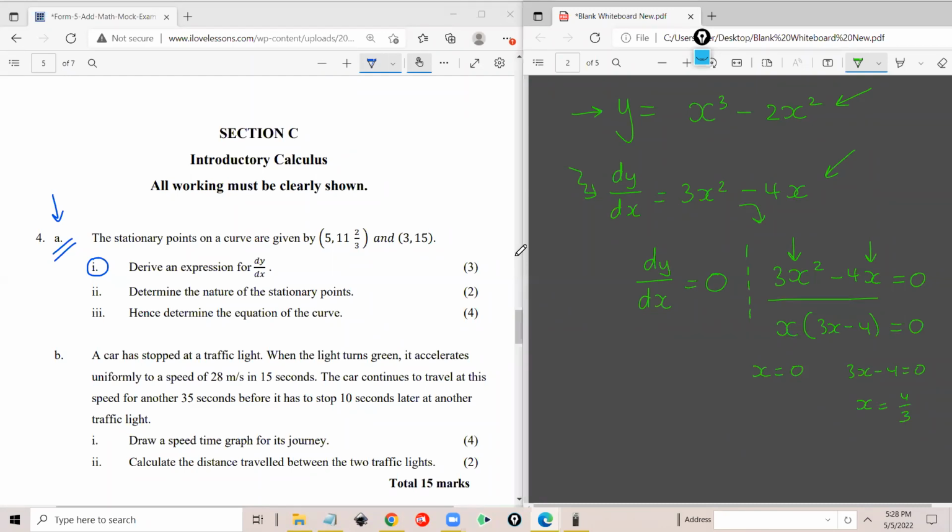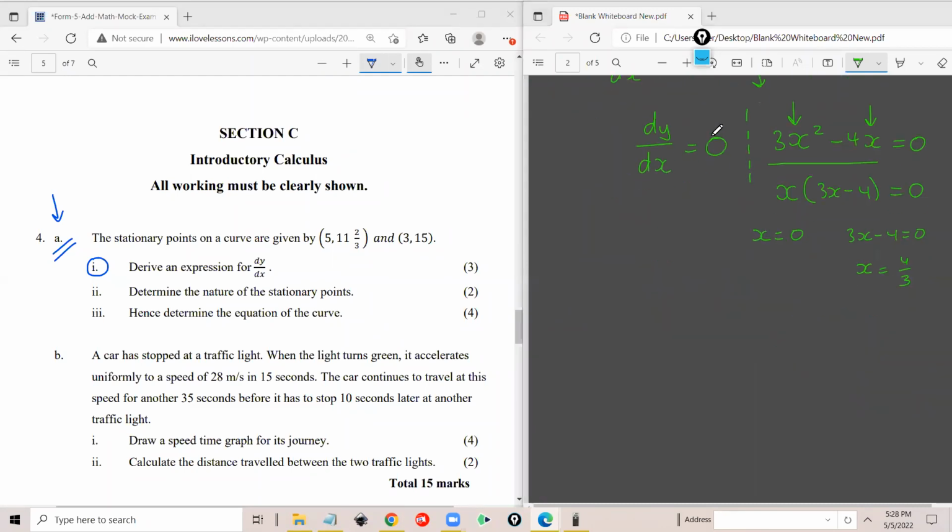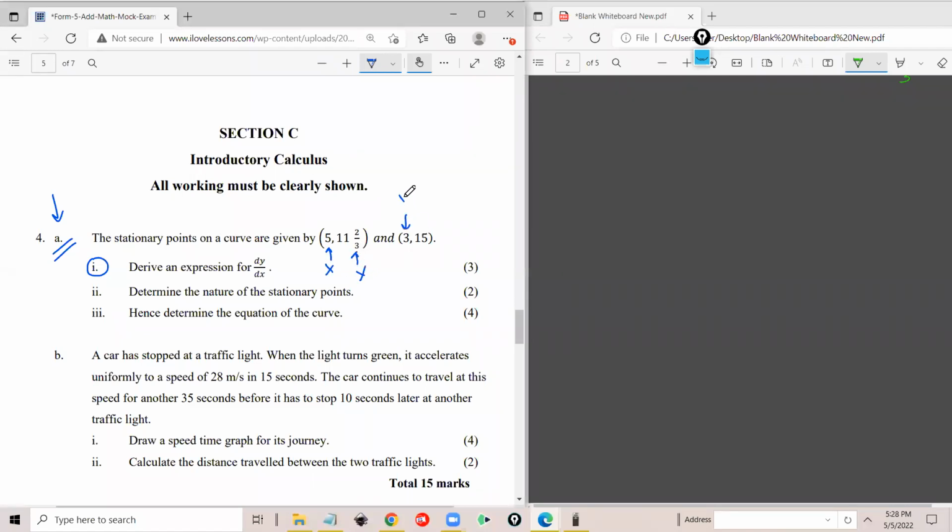So let me talk it through, because I know this is a difficult question. Look at the stationary points that the examiner gave us. Obviously, this is the x. The second one is the y. This is the x, and this is what? The y. Right now, we don't care about the y. We only care about what? The x. How did the examiner get the 5 and the 3 in the first place? Won't he have to solve this equation? And after solving this equation, he would get x is equal to 5 and x is equal to 3.